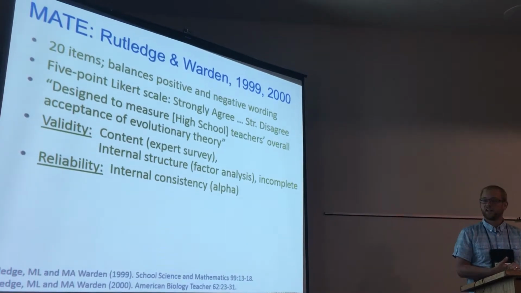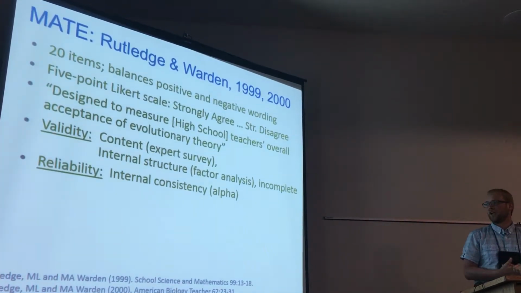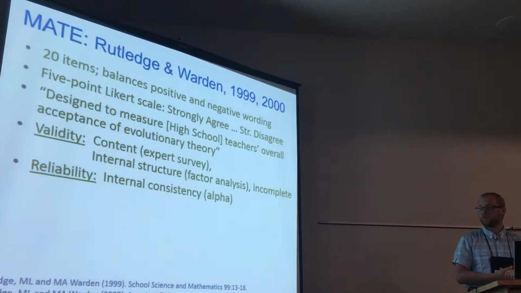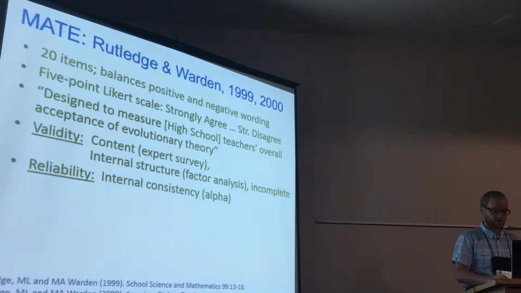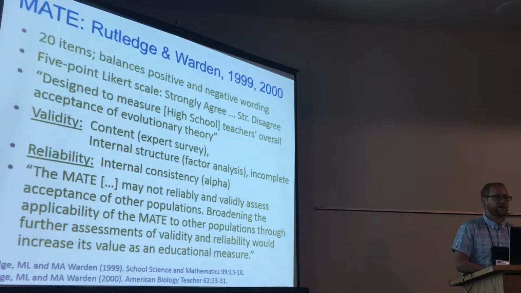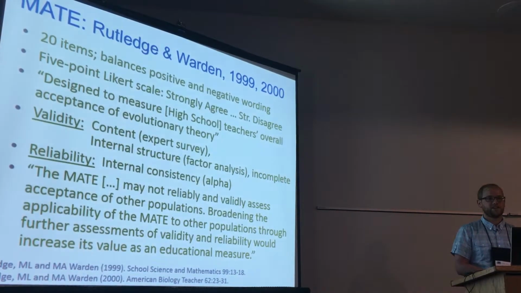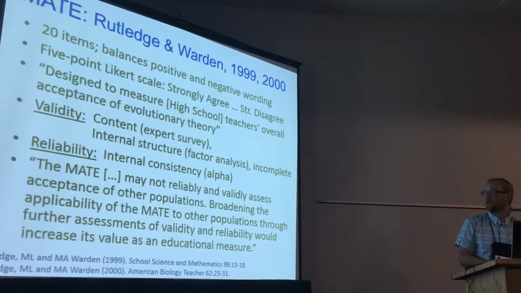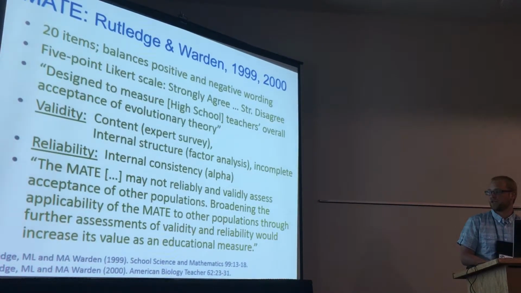Namely content validity and internal structure, though the factor analyses that they conducted weren't the best, and some evidence of reliability via this Cronbach's alpha of internal consistency. And the authors did end their paper with a really important note that just seems to be glossed over in all of the subsequent studies. They say, the MATE may not reliably and validly assess acceptance of other populations.